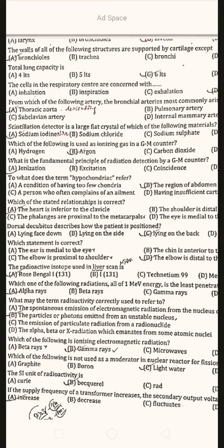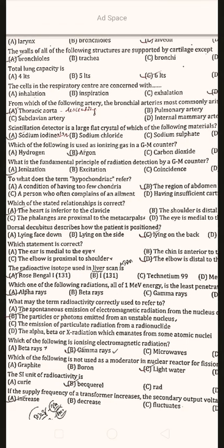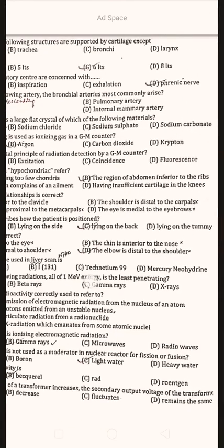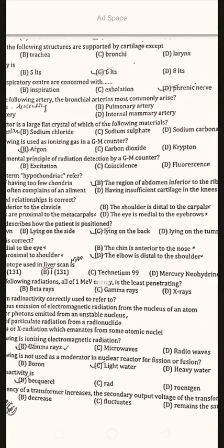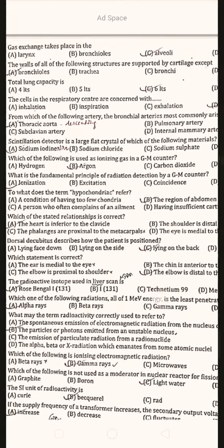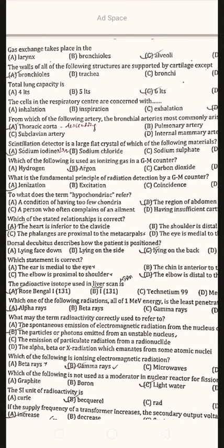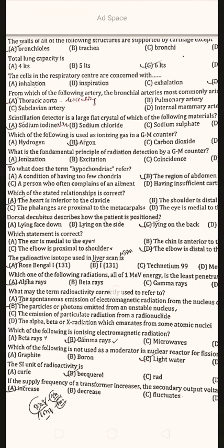Which of the stated relationships is correct? The heart is inferior to the clavicle. The stated relation is correct: the heart is inferior to the clavicle. The shoulder is a distal phalanx, no. The phalanges are proximal and metacarpal. The eye is in the middle of the eyeballs. So the correct answer will be A, because the heart is inferior to the clavicle. It is the correct relationship between the organs.